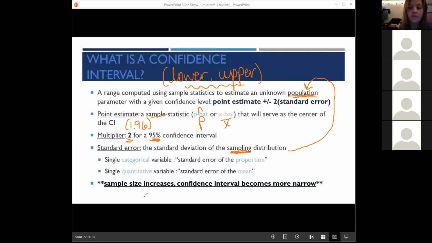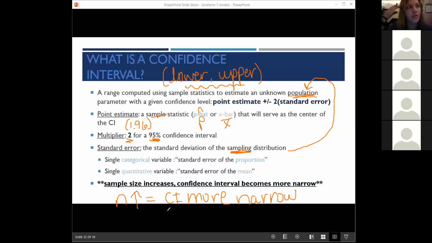And then also remember that if you increase your sample size, then your confidence interval is going to be more narrow. So it's basically saying that you can be more confident that your population parameter is within a smaller distance. So if you think about it, we always want to have a larger sample size because that'll be more representative of our actual population.